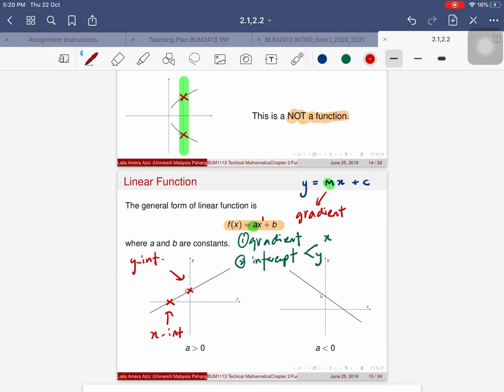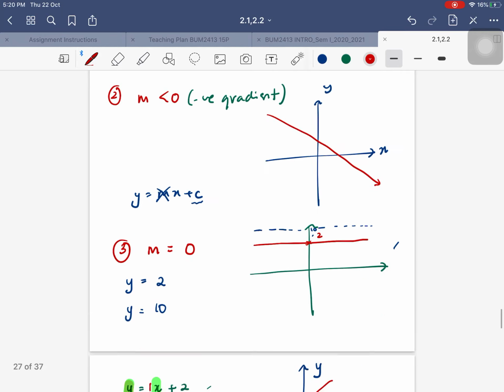So when you sketch a linear function, you should make sure that your gradient is correct, whether it's going to be increasing or decreasing. You should also have the x-intercept and y-intercept spotted on the graph.